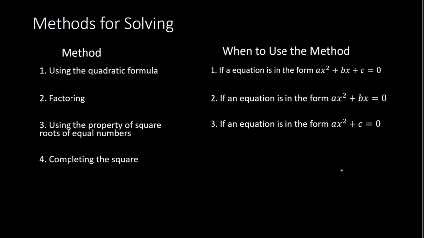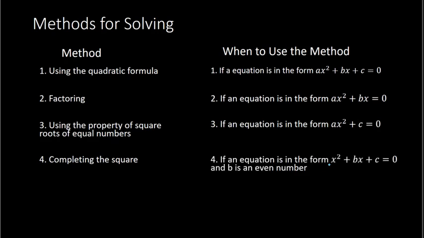Next we have completing the square, and completing the square would work well if you have x squared plus bx plus c, where the first term is just x squared with no coefficient. Then we'd also want the middle term to be an even number, because to complete the square I need to take half of the middle number and then square it. If you have an odd number here, when you take half of that, it's going to be a fraction, and when you square that, it's going to be a fraction as well. So completing the square would be good if you have a coefficient of 1 with the x squared term, and the x term has an even number.